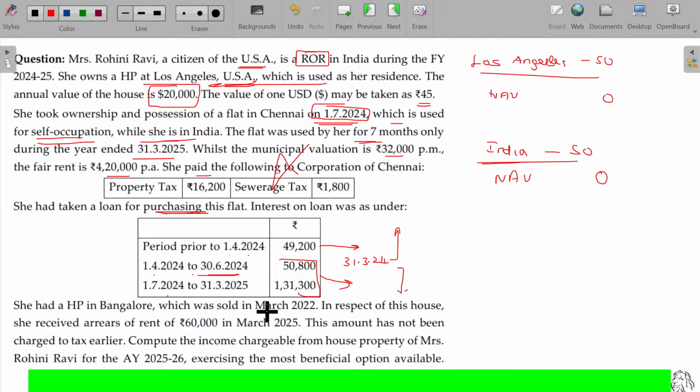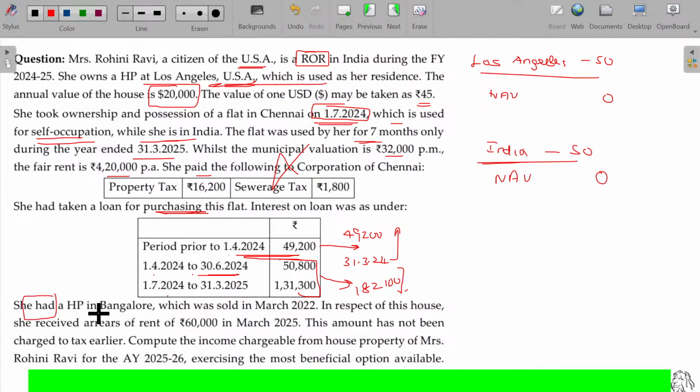When you acquire or complete the construction, the pre-construction period ends on the earliest 31st March in the year of construction. In the year of construction, the construction was completed on 1st July, so the earliest 31st March being 31st March 2024, up to that date will be the pre-construction period. Thereafter, it's the post-construction period. So this will be 49,200. This will be 1,82,100.